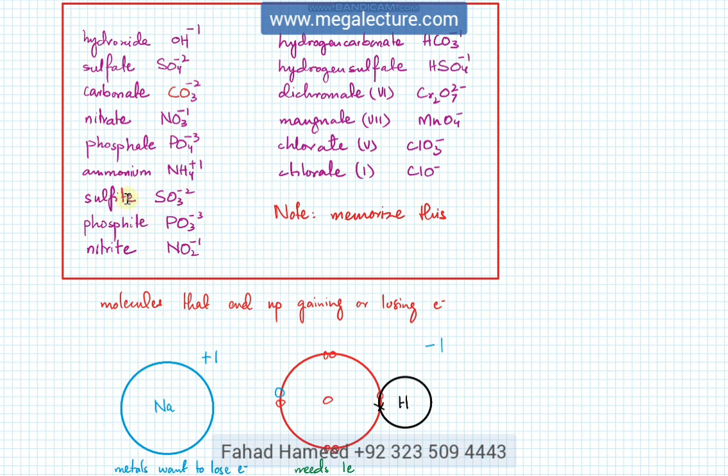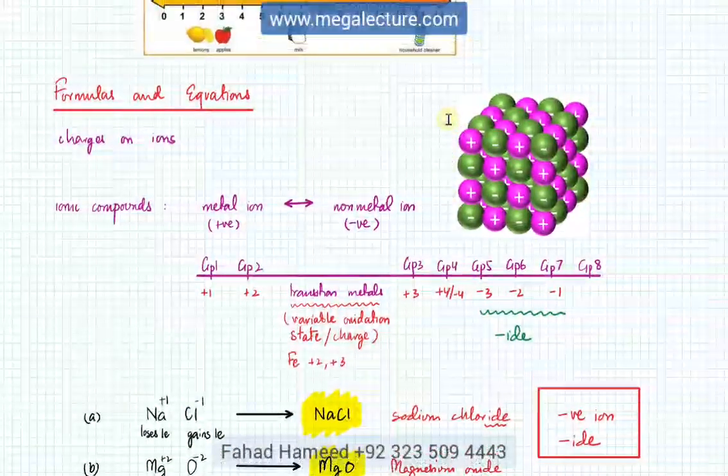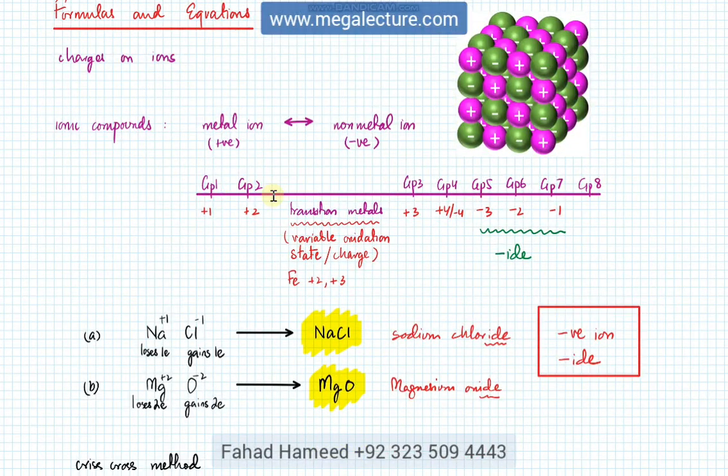Phosphide. Never confuse your sulfides with your sulfates, your nitrites with your nitrates. Nitrite is NO2 -1. You've got your hydrogen carbonate, which is also known as bicarbonate. You've got hydrogen sulfate, dichromate, permanganate, MnO4 -1, chlorate. So you have to remember all of these ions by heart, plus the previous stuff that we had already discussed: group 1 is +1, group 2 is +2, group 3 is +3, and so on. You need to know the charges on the ions in your periodic table.